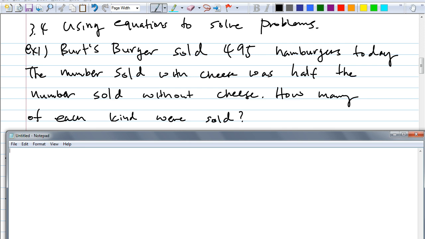The number sold with cheese was half the number sold without cheese. How many of each kind were sold? Is the question. Write it down. I'll give you time. Go ahead. As you all wrote this down, think about how many unknowns there are. Show me with your fingers how many unknowns this problem is talking about. I want 100% participation. With your fingers, tell me how many unknowns there are in this problem.